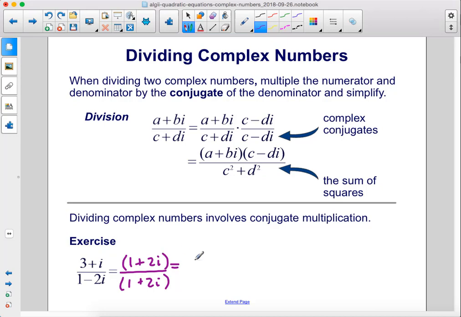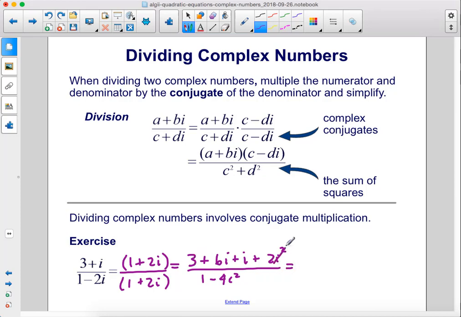So 3 times 1 is 3, plus 3 times 2i, which is 6i, plus i times 1, which is i, plus i times 2i, which is 2i squared, divided by, so this would be 1 times 1, which is 1. Skip the two middle steps since we are multiplying this by its conjugate. So then we just have minus 4i squared, and this whole bottom portion is just going to be 5. But we'll do that in the next step.